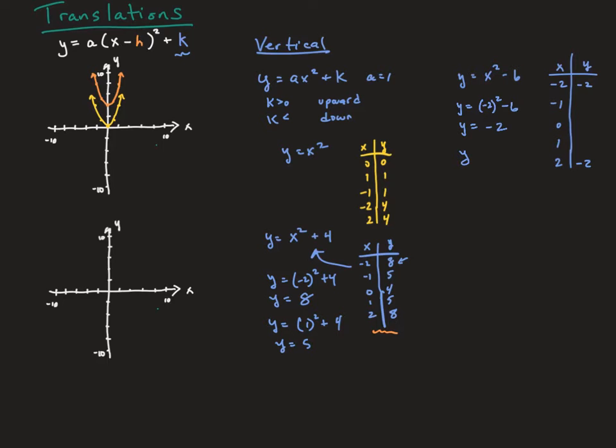When x is negative 1, we're going to have y equal to 1 minus 6, or negative 5. And then when x is 0, we have 0 squared minus 6, or negative 6. So in graphing that one, I graph it in green, coming down here to negative 2, negative 4, negative 6.